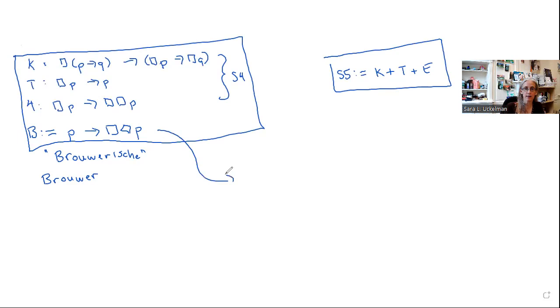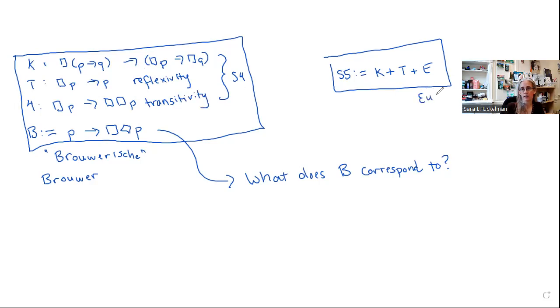There are two aspects that fall from this that I want to show you in upcoming videos. The first is, one question that you might have is, what does B correspond to in terms of frame conditions? Because we've got here reflexivity, the 4 axiom gets us transitivity, the E axiom was this Euclidean property. What do we get for B? And there's a very nice answer to it, which will help you to see from a model theoretic point of view why these two axiomatizations are the same. So that is question one.